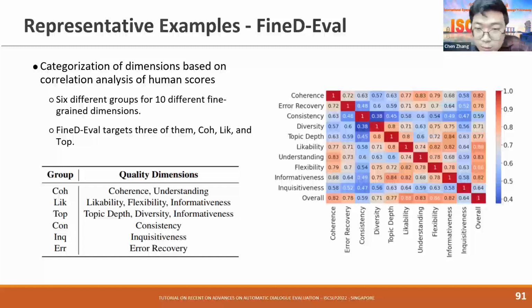So we do some analysis to cluster these 10 fine-grained dimensions plus the overall into different groups. The clustering is based on the pairwise correlation of human scores between the different fine-grained dimensions. For example, coherence and understanding highly correlate with each other, like 0.8, so we can put them together. Similarly for other dimensions. So in the end, we obtain 6 groups. In this paper, we just model the first 3.